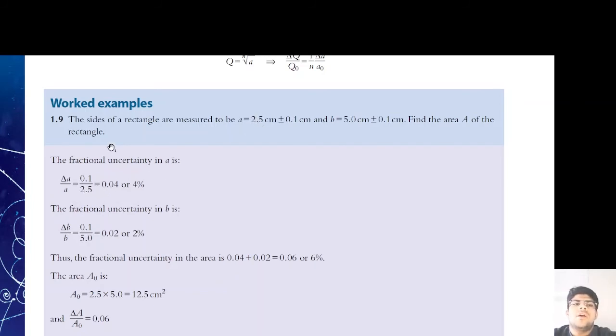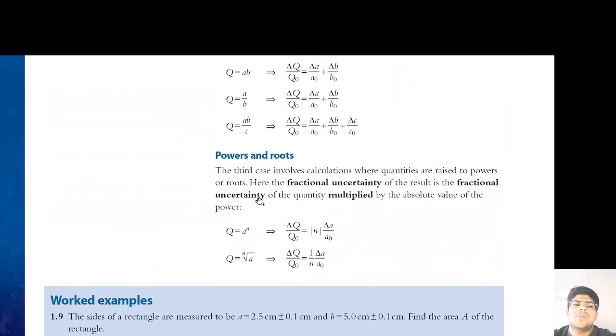I would request children to please not look at the solution first. I cannot hide it, I can only hide it like this. So first try it yourself and then look at the solution. If your answer is correct, then it's very good and give yourself a 5 star. So we first have to find the fractional uncertainty in a. It would be 0.1 over 2.5 centimeters, and the fractional uncertainty in b would be 0.1 over 5 centimeters.